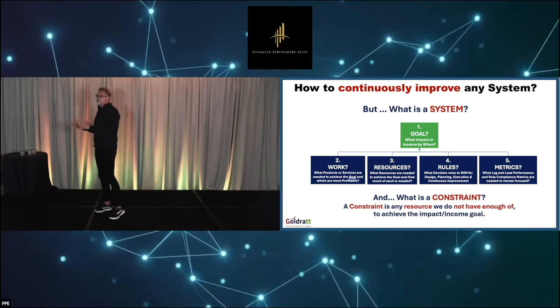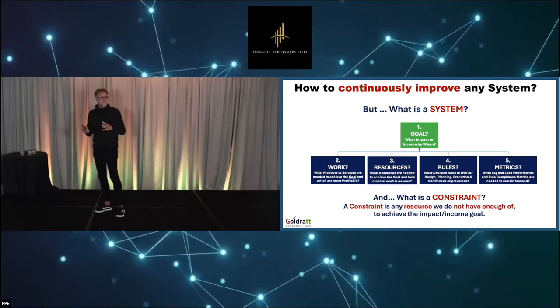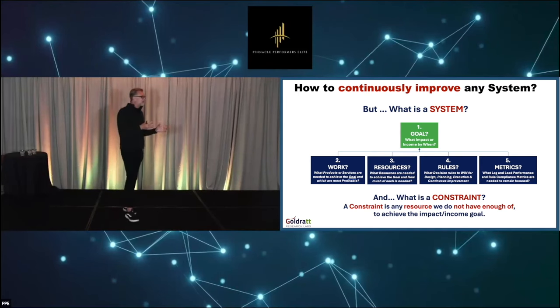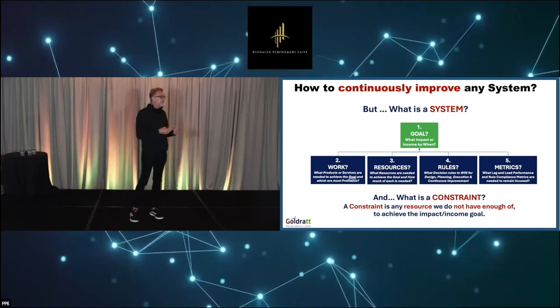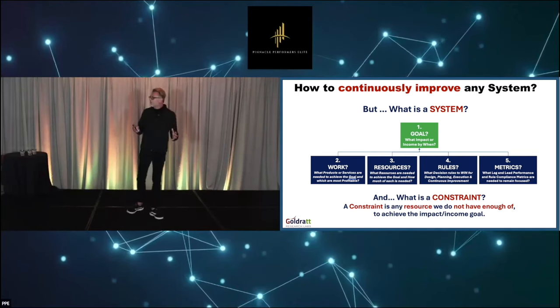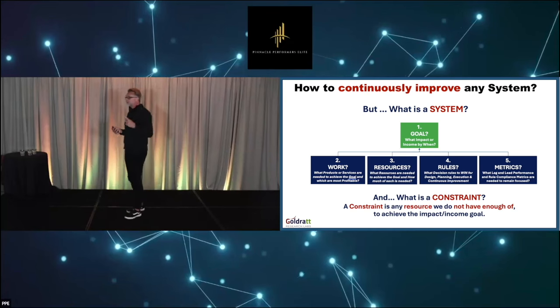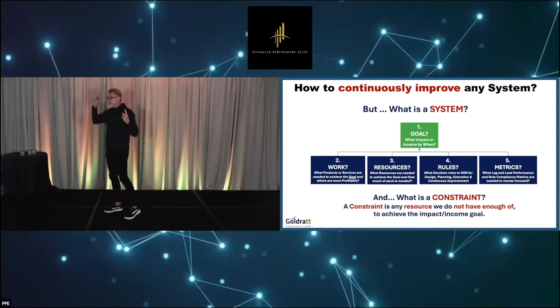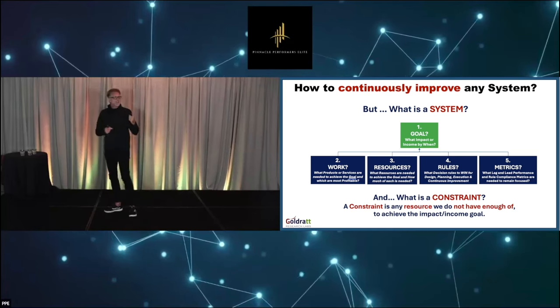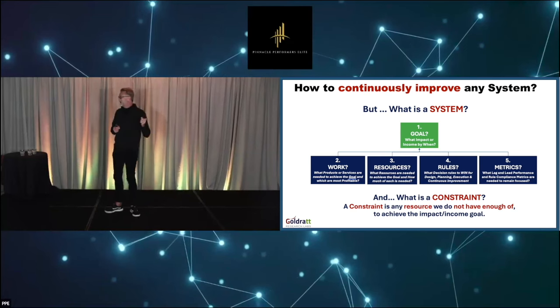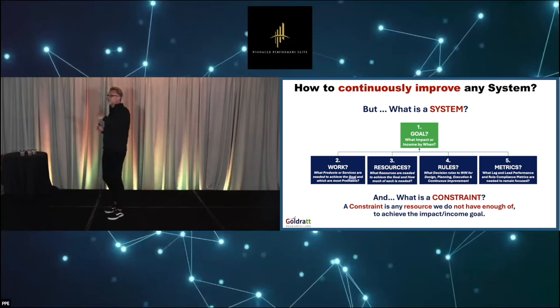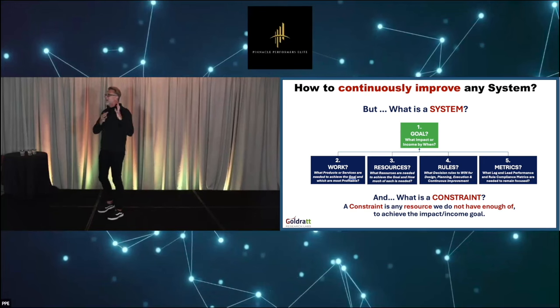What are we trying to continuously improve? We're trying to continuously improve the goal, whether that goal is impact or income. An impact goal would be, I want to feed people. I start with one, and then in our mindset, if we go 100x, you want to go from 1 to 100, 100 to 10,000, 10,000 to a million, a million to 100 million.